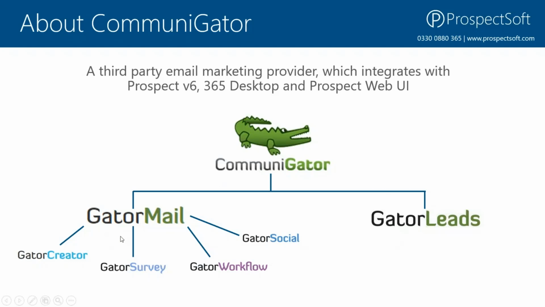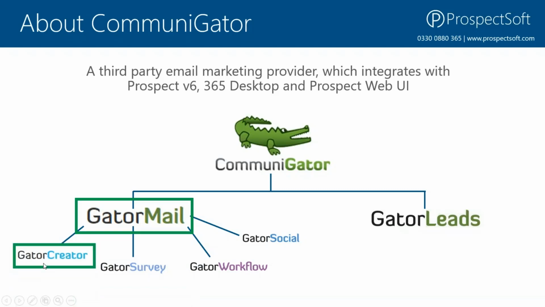Gator Mail. So this is what we're looking at today. They have a drag and drop editor called Gator Creator, which are the two bits I'm going to show you in the demo. Gator Creator is very similar to MailChimp. So if you're using MailChimp or you've used MailChimp previously, it's pretty much like for like. So that's nice to know that they've got that now.